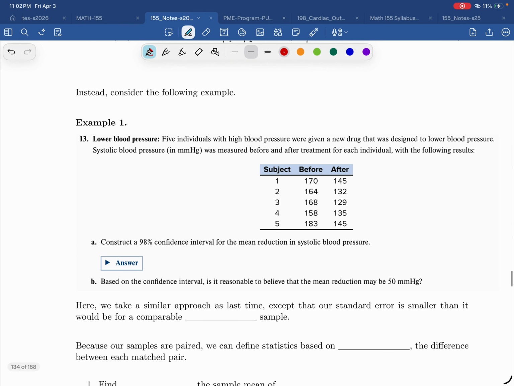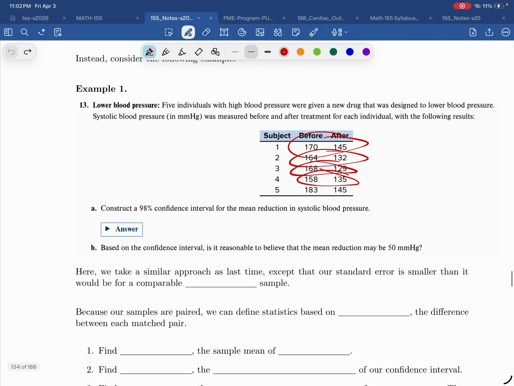But let's look at this example, a situation where we have 5 subjects, before they've been given a medication and then after they've been given a medication. Here it makes sense to pair their blood pressure before the medication with their blood pressure after the medication. So we take the patient's blood pressure before, give them medication, take their blood pressure after. It makes sense to pair them this way, etc.